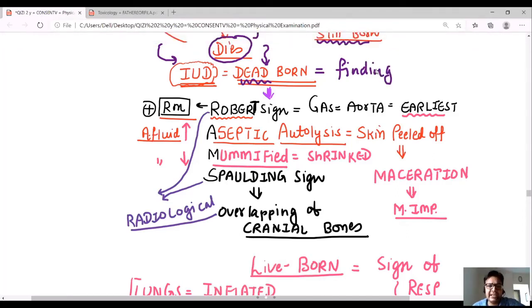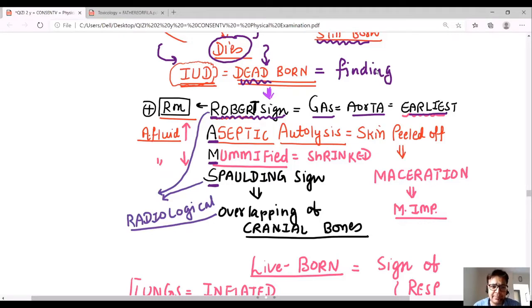I just made a very simple trick: RAMS. These are four findings. Sir, R, the first finding is Robert's sign is present. Robert's sign is a radiological sign, my dear friend. What is Robert's sign? Gas present in the aorta. That is the earliest sign of dead born, gas present in the aorta.